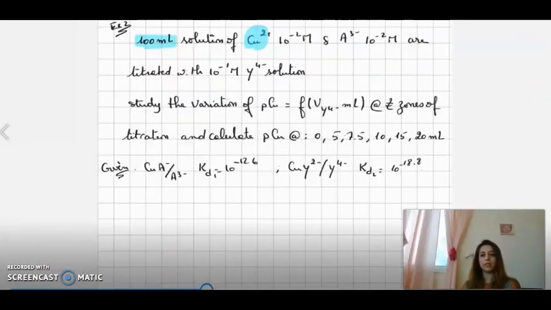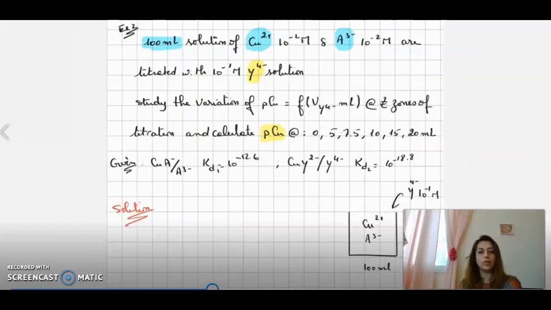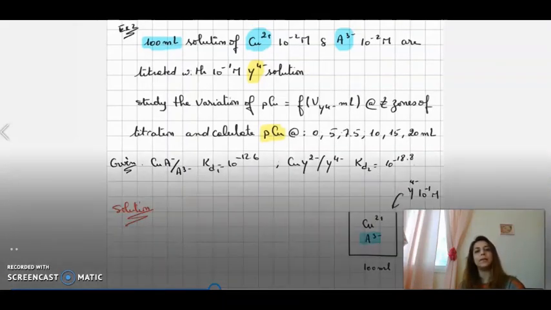Now I want to consider another titration exercise. I have a 100 milliliter solution of copper 2+ 10^-2 molar and A3- 10^-2 molar. So I have initially in the beaker two reactants, Cu2+ and A3-, and I titrate the solution with Y4-. The question is to determine pCu at different volumes of Y4- added.